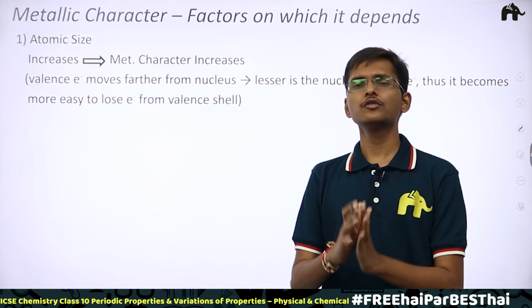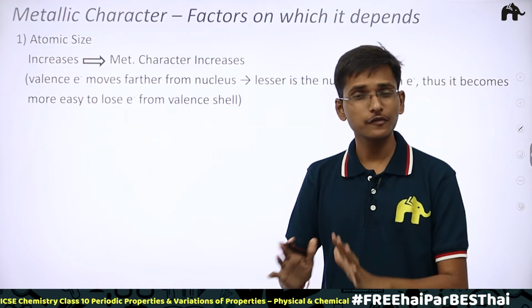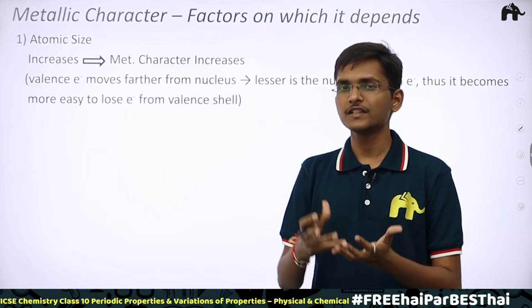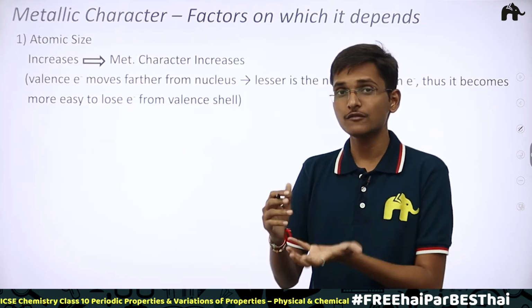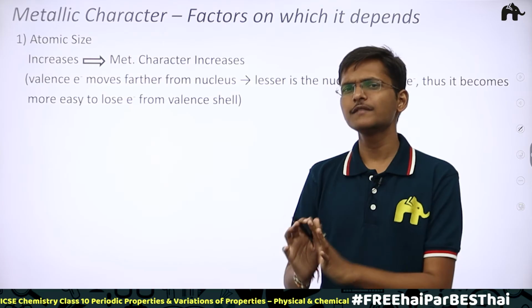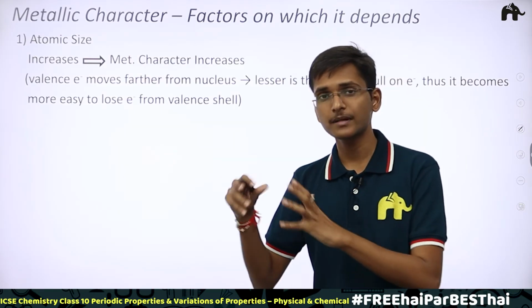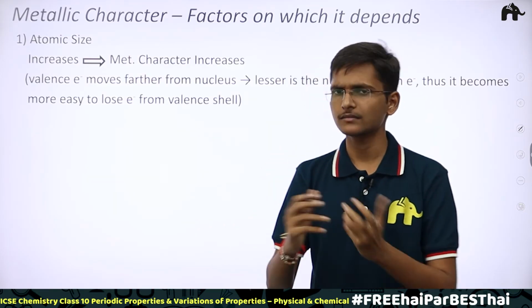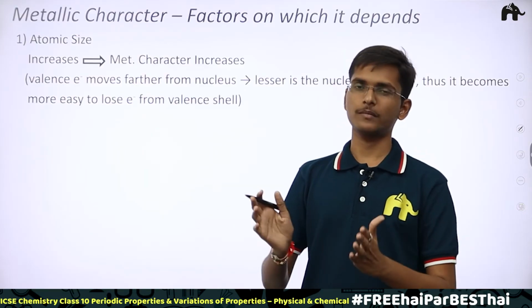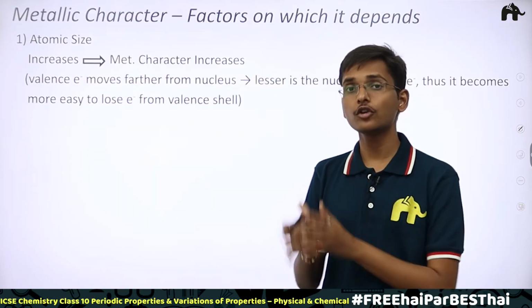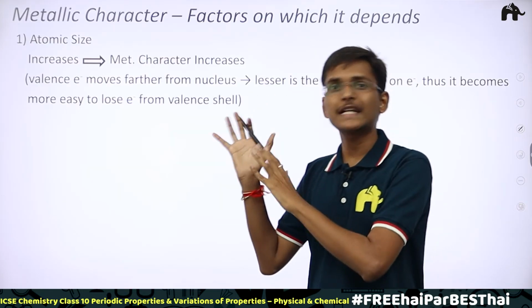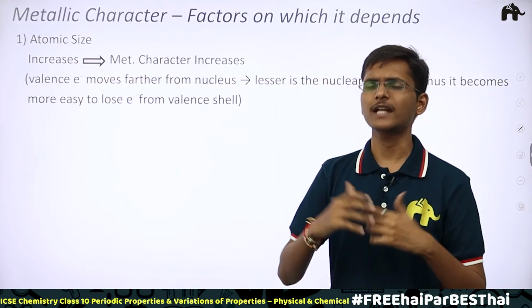Let me tell you that we are going to follow a particular pattern in which we are going to learn the periodic properties. Firstly, we are going to see what actually the periodic property means to us. Then we are going to see on which factors that particular periodic property depends. And then lastly, the trends of that periodic property. We followed this pattern for learning the atomic size. Now we are going to follow this pattern for learning the metallic character as well. We just saw what metallic character means to us.